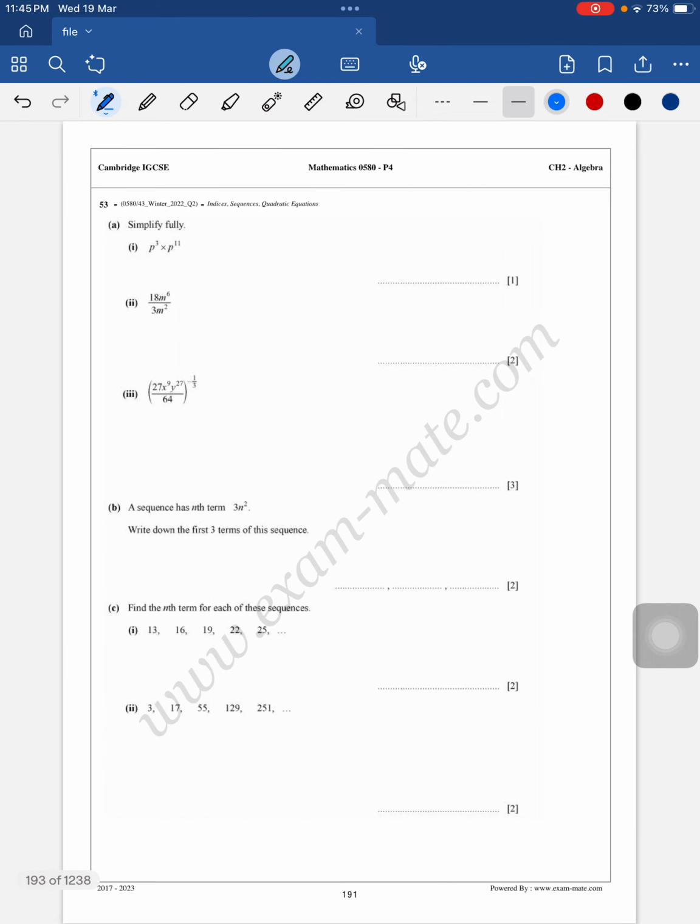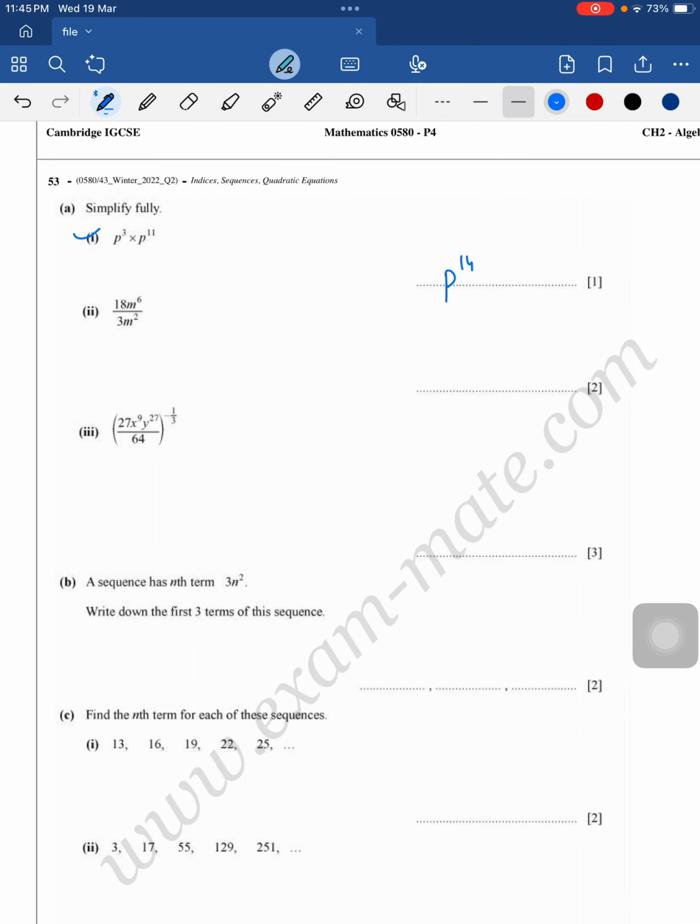So 6x plus 4 is the answer. Okay, question number 53. Simplify fully p cubed into p to the 11. Very simple. Bases same, powers added. p to the 11 plus 3, p to the 14. Part 2. 18m squared upon 3m squared. 3 times 1 is 3, 3 times 6 is 18, that is 6. m to the 6 upon m squared. Bases same, division, powers are subtracted. 6 minus 2, m to the 4.